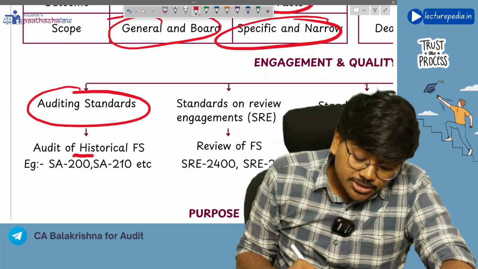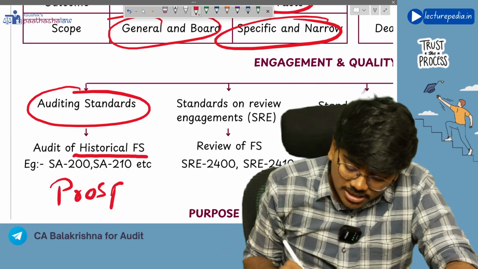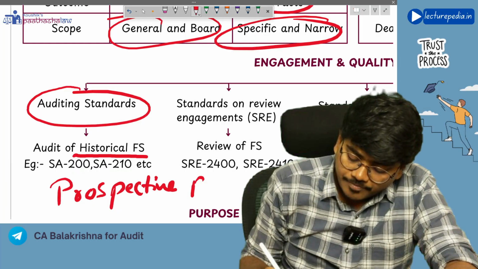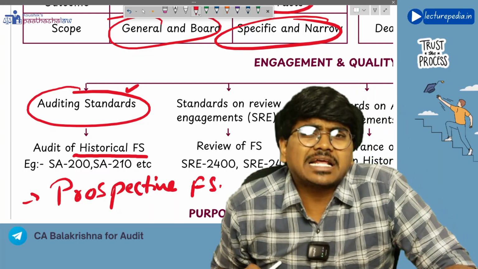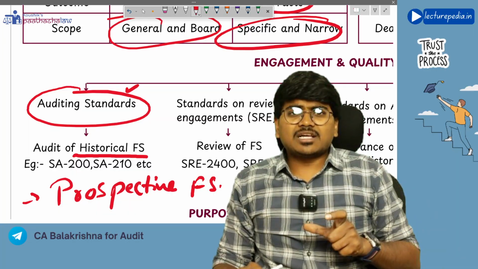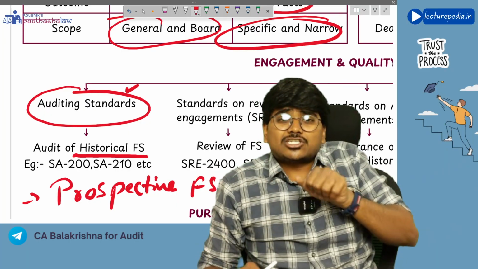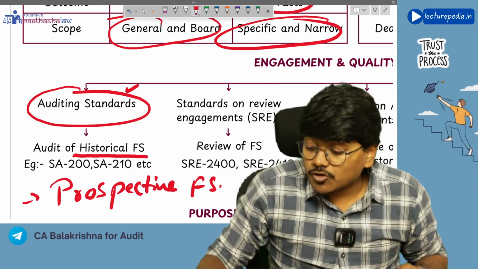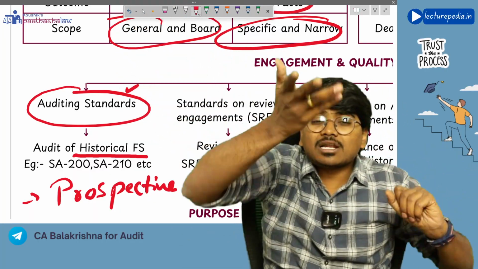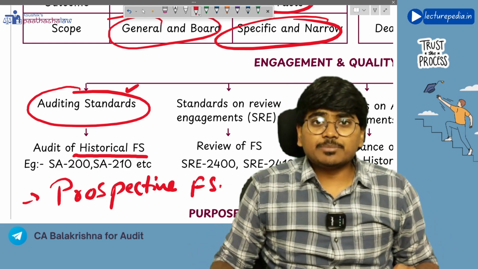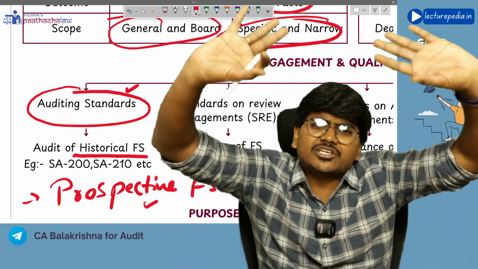See, here this term historical financial statement is important because there are also prospective financial statements. Auditing standards don't deal with prospective financial statements. Historical financial statements will contain the transactions that have already happened. The past transactions will be there in the historical financial statements. Whereas in case of prospective financial statements, future transactions will be there, like projections. These prospective financial statements will be prepared based on various assumptions and estimates.